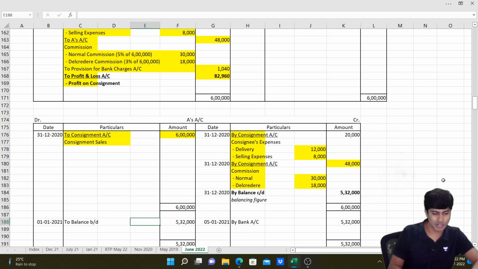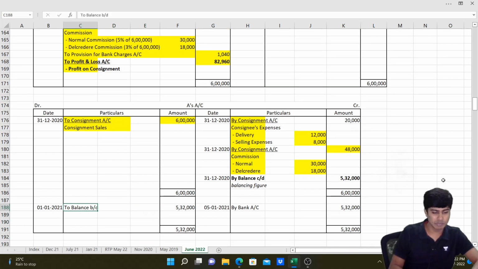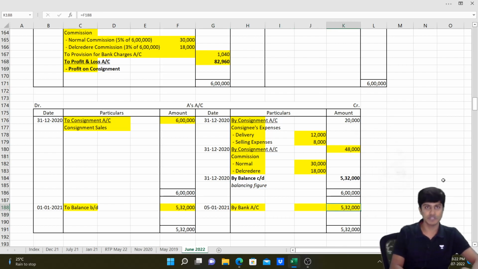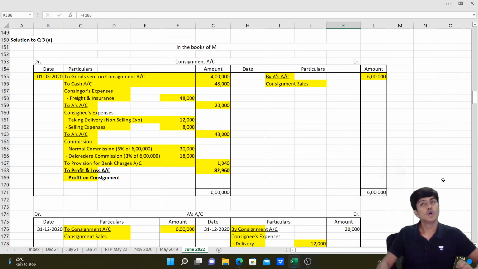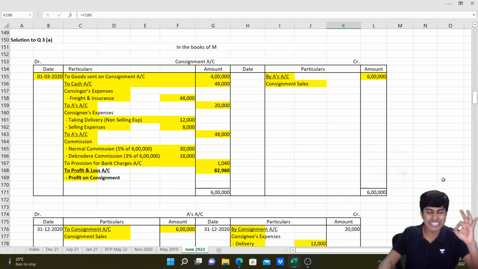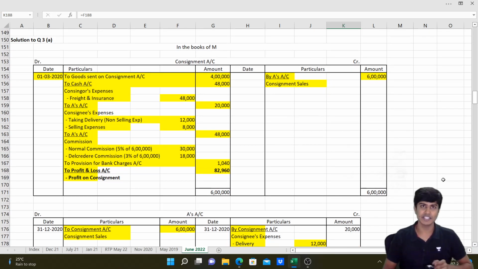Bad debts is not allowed as a deduction. So 5 lakh 32 will become opening balance in the subsequent year and he'll give us a check in the subsequent year, 5th of January. This is a very simple, sweet, straightforward question on consignment. No abnormal loss, no loading, no computation of closing stock also. This is one of the easiest questions you can expect on the topic of consignment. I'll show this to you for a moment so that you can see and enjoy. Then we'll do 3B.